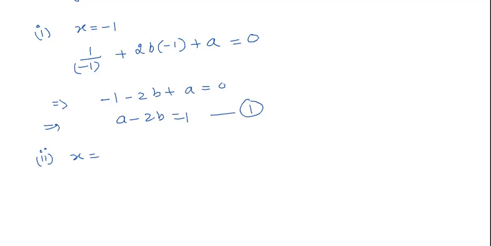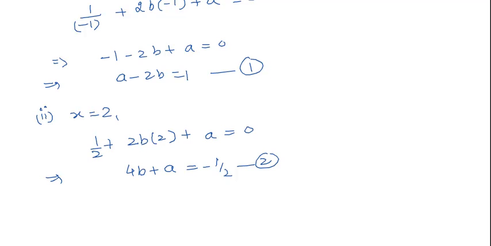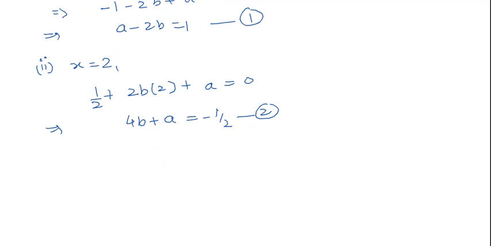Similarly, at x = 2 also we have an extreme value, that is f'(x) is 0 at this point. Therefore we will be having 1/2 + 2b times 2 + a = 0. That will give 4b + a = -1/2. This is the second equation. Now we can solve equation 1 and equation 2 to get the values of a and b.